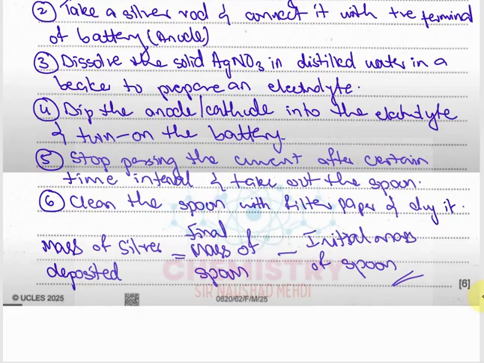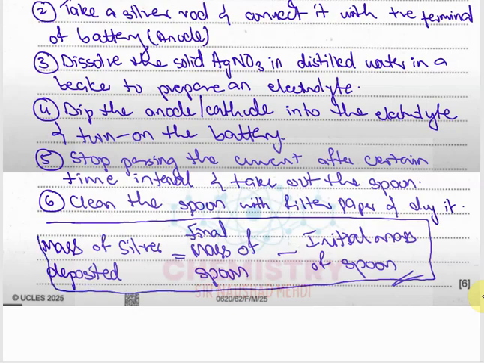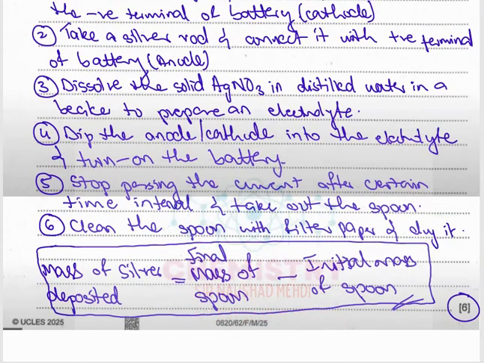So this was a 6 mark question. You have to completely mention each and every step along with this final formula. In this way you will take 6 out of 6 marks in this question. I hope that everything is clear to you. And this was the complete paper of Feb March 2025.